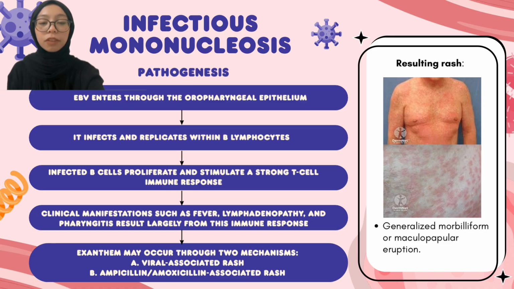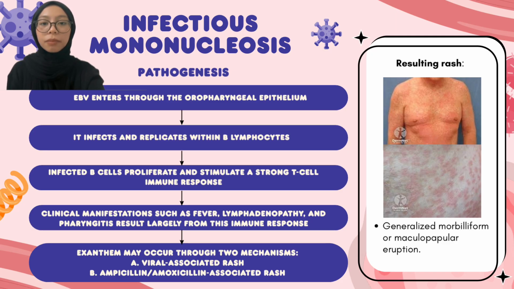First, the EBV will enter through the oropharyngeal epithelium, and then will infect and replicate within the B lymphocytes. And then the infected B cells will proliferate and stimulate a strong T cell immune response. And then the clinical manifestations such as fever, lymphadenopathy, and pharyngitis result largely from this immune response.